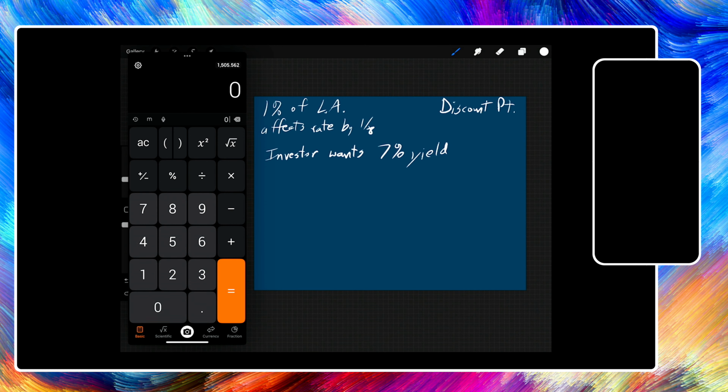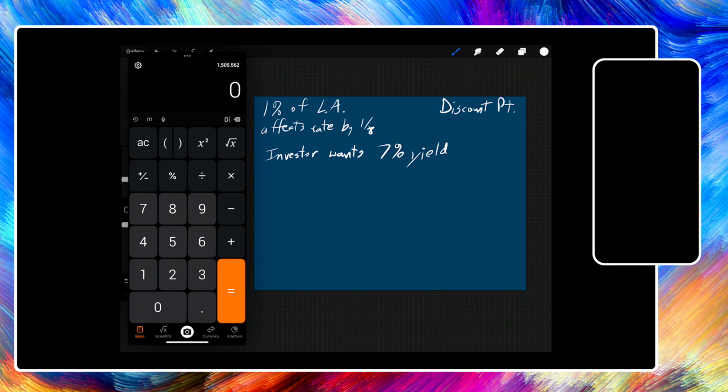That could be another question that's not calculation related. They could say, what's another word for discount points? And lender yield is another word for it. Also, prepaid interest. All three of those phrases and words mean the same thing.